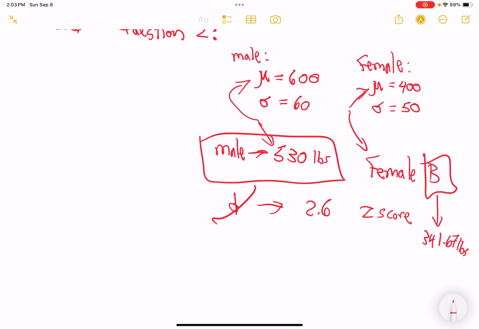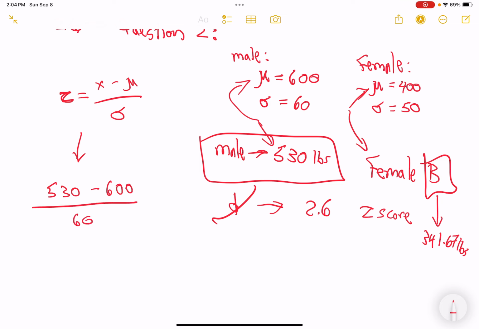But if I wanted to do fancy math, I could work my way backwards. Because as we know, z-score is equal to data point minus mean over standard deviation. If I wanted to do the math on this, I would do the male version, 530 pounds minus the mean for the male over the standard deviation, which is 60. And I would set that equal, because we want them to have equivalent z-scores. That's what the question says.